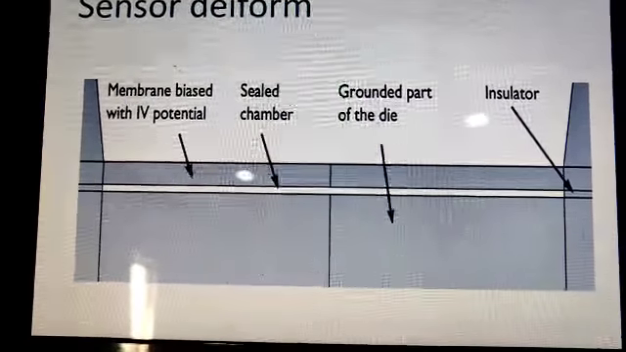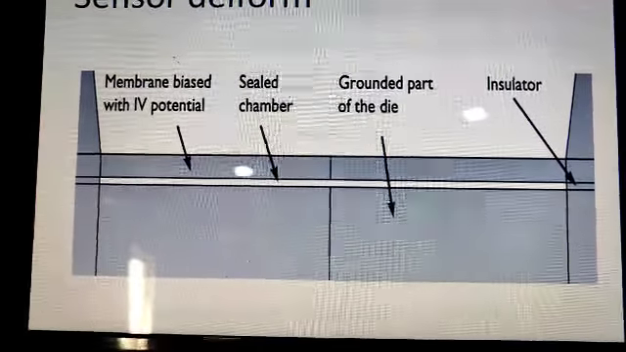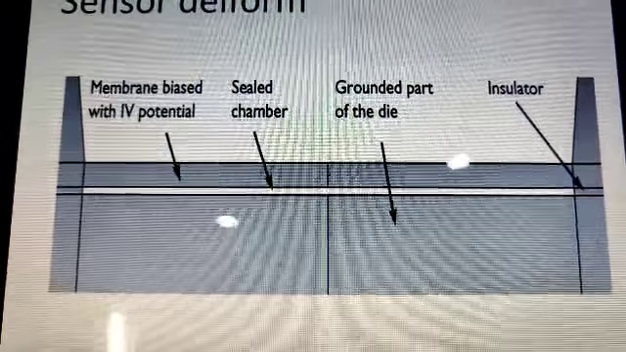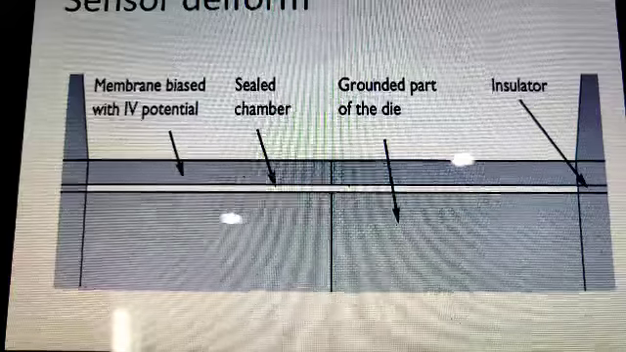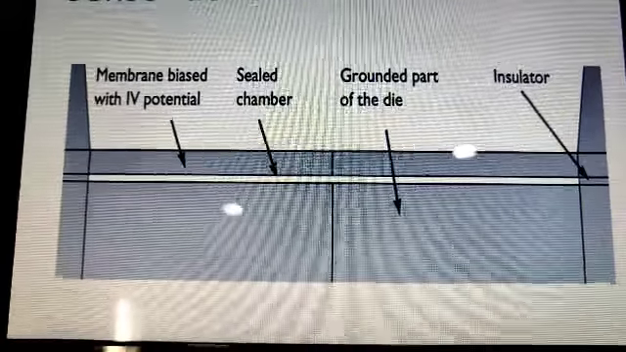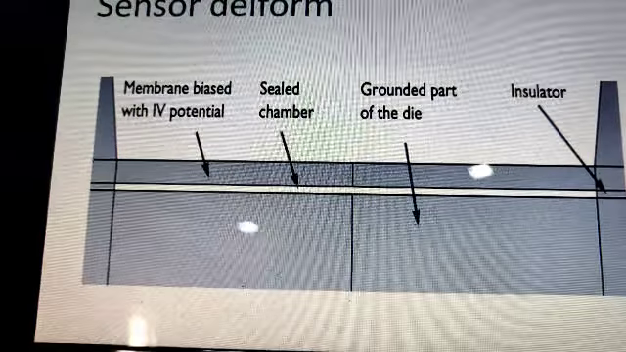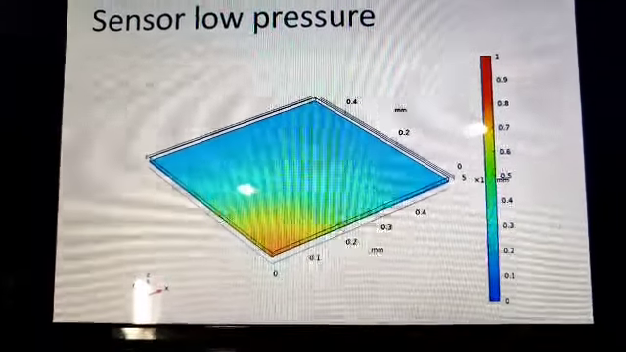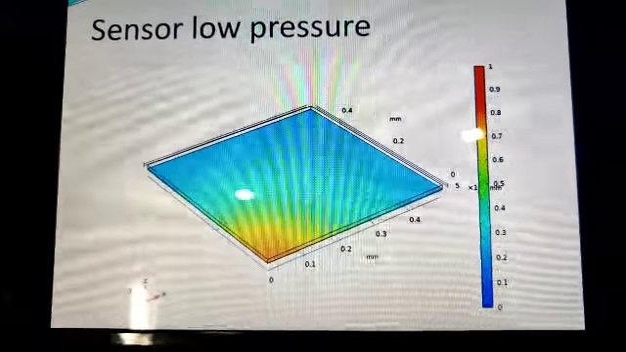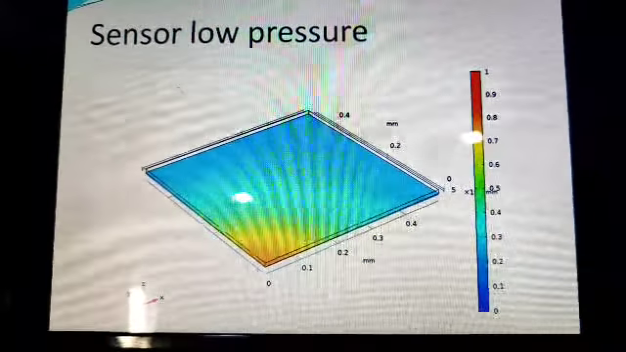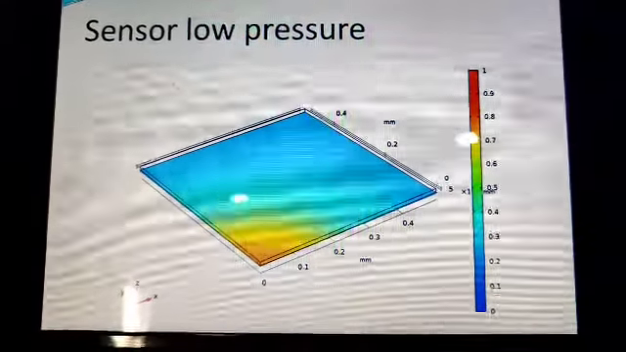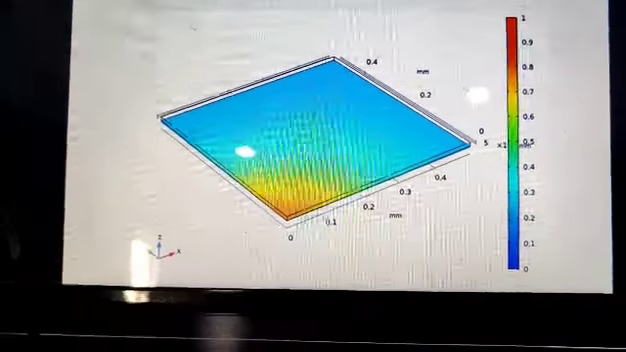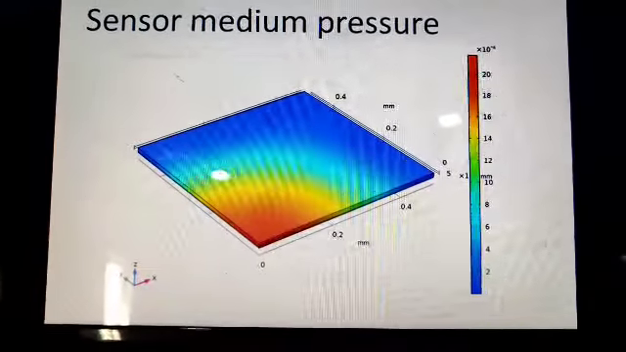Top and bottom parts are used to protect the air so that it cannot escape out from the sensor. This is the insulator. This is our sensor part. When there is low pressure, the whole part will be in blue color and the middle part of it is in yellowish color, because some pressure is applied in the middle.